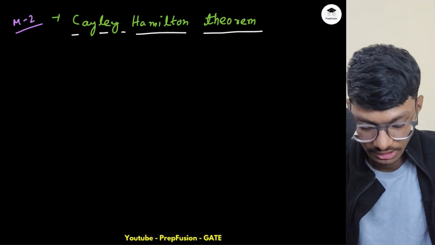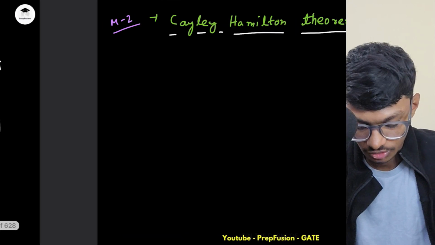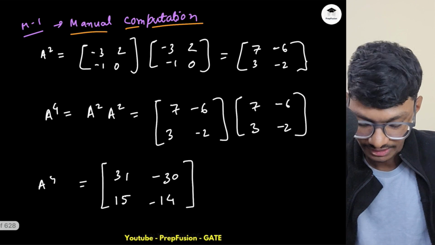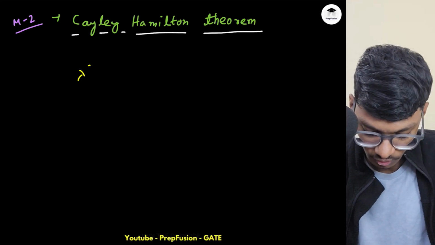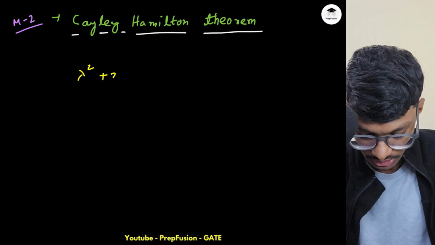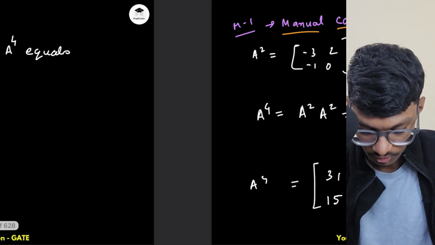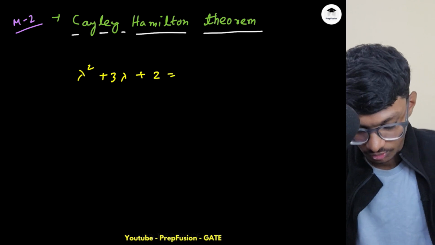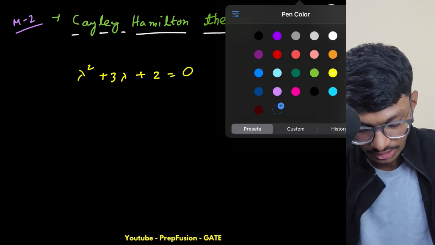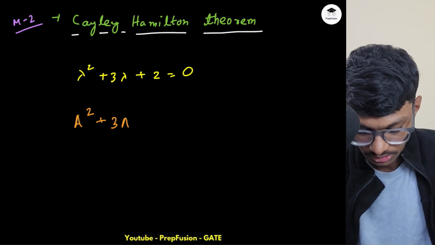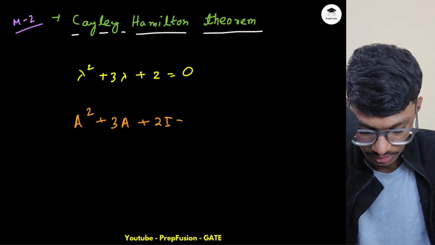Basically, how you solve it: we have to find the characteristic equation of this one. The characteristic equation is pretty simple. It is 2 cross 2, so it will be lambda square minus trace of A, trace is -3, so plus 3 lambda, plus determinant of A, which is plus 2, so plus 2. Now you just replace lambda with A, and this will become A square plus 3A plus 2I equals 0.